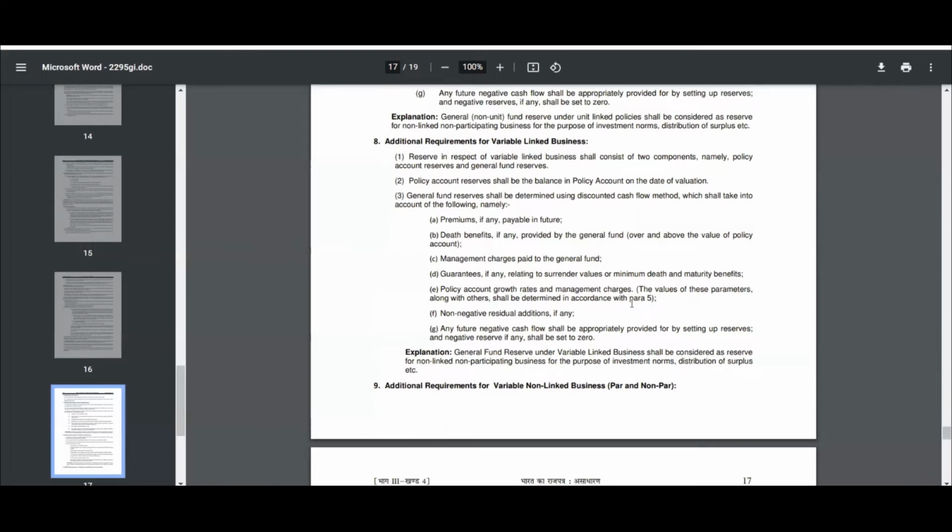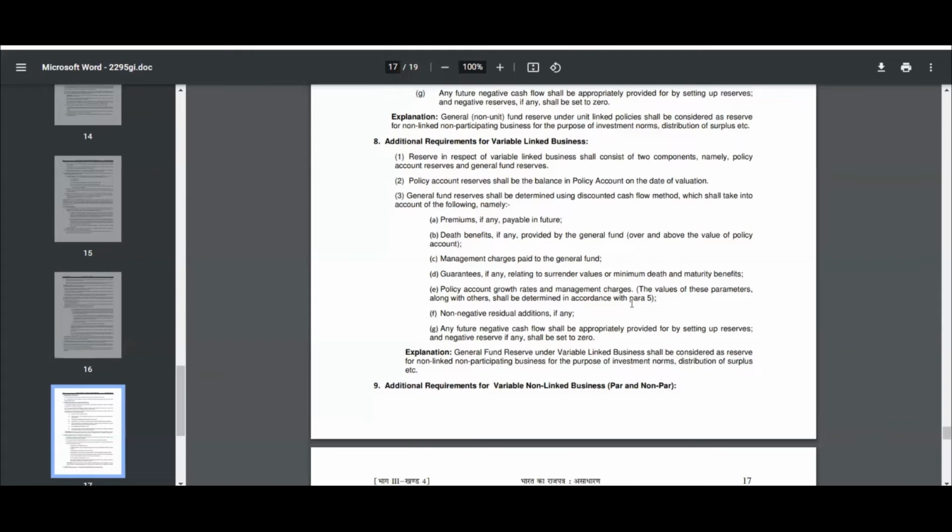In fact, the closest thing to variable linked business that you have probably seen is universal life, which we see in Canada or America. It is kind of the Indian version of universal life. There is also variable universal life, which depends on this structure. Although variable universal life is closer to unit link business, universal life would be much closer to the variable linked business.